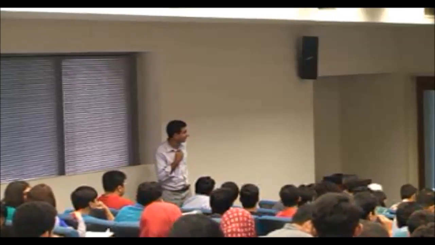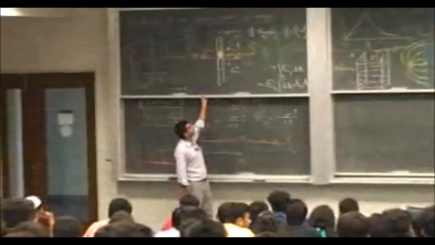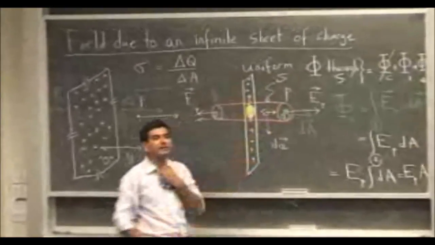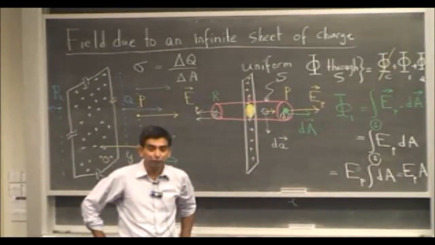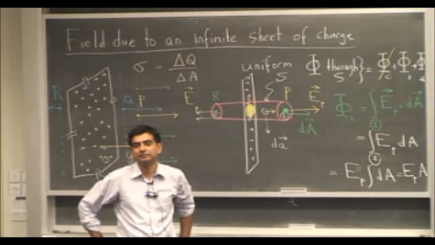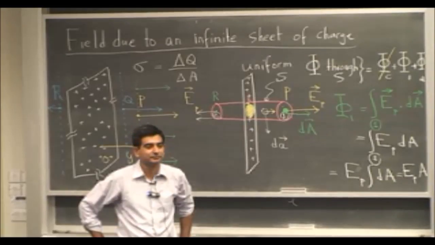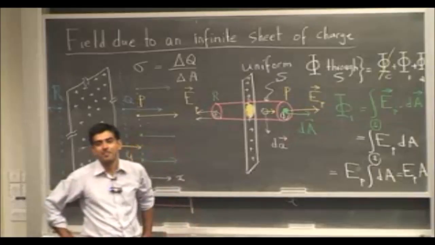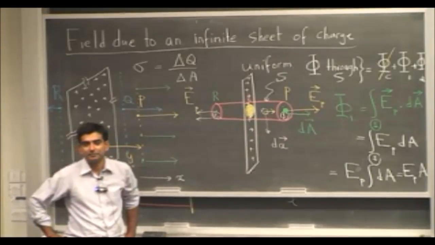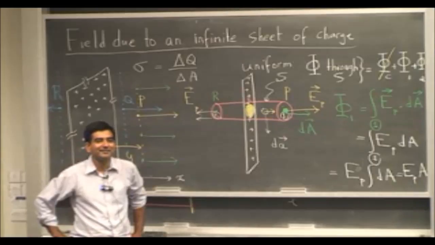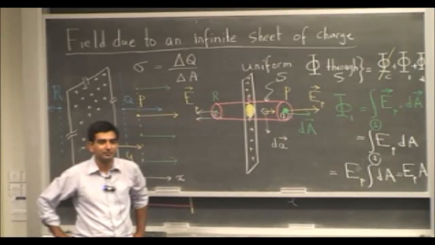Good question. One question I would like you to ask before we move ahead. In this question, instead of making a Gaussian cylinder, could we make a Gaussian cube? Could we make a Gaussian cube? Who says no? Why no?